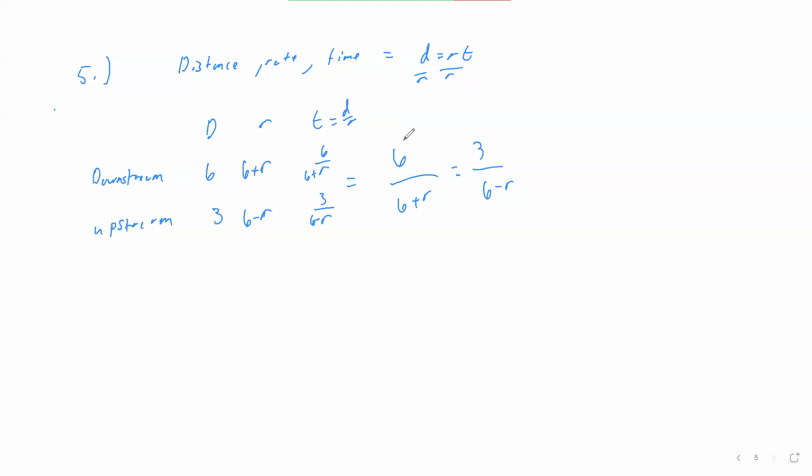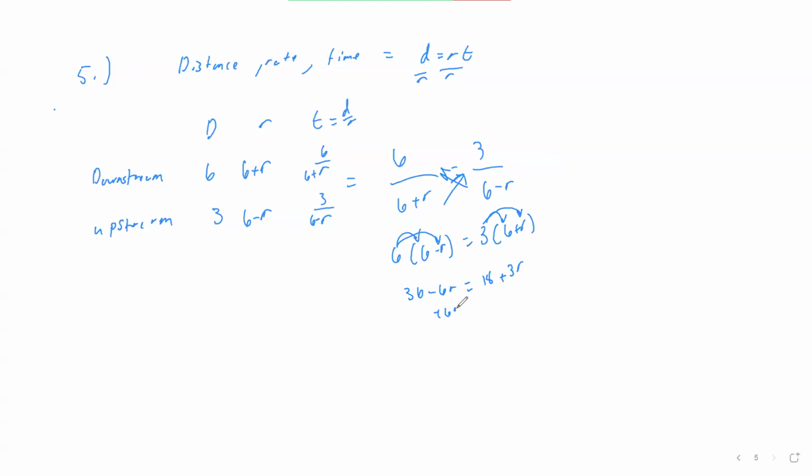Now, earlier the equation I had mathematically would have given me 0, which isn't the answer. But then just looking at it, I can go, well, it's just double the time. So the rate of the current would be 2 miles an hour. But I need to make sure we approach this mathematically as well, because it's not always going to be that easy to see. So now that I'm at this, this is going to be 6 times 6 minus r equals 3 times 6 plus r. I'll do 6 times 6, which is 36, 6 times r, which is negative 6r, 3 times 6, which is 18, and 3 times r, which is 3r.